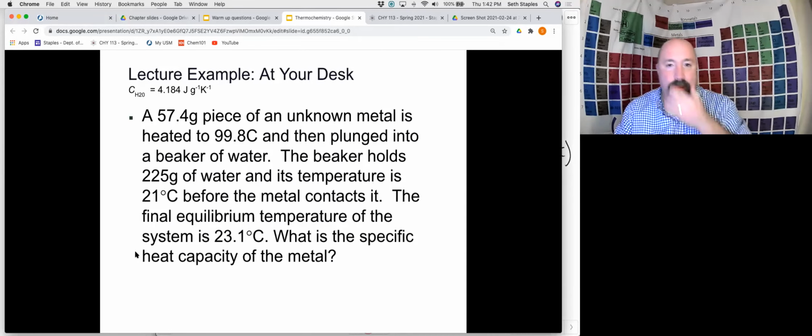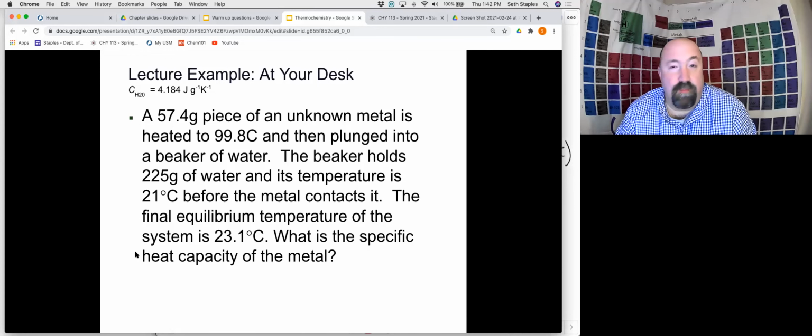Try this one. So here we have a certain unknown metal. We have the mass of that, 57.4 grams. It's heated up to 99.8 degrees C and then dropped into a beaker of water. The beaker has 225 grams of water. The temperature is 21 degrees C before the metal comes into contact. The thermal equilibrium is reached at 23.1 degrees C. You want to find the specific heat of the metal.